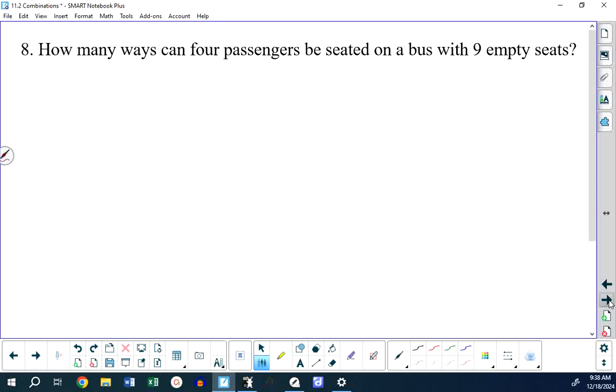This is a question from a previous lesson. When we talked about permutations, the numbers were different, but I said you have a certain number of seats that are empty and a certain number of people get on. And the answer to this question is 9p4. So before I explain that, take your calculator and figure out what 9p4 is. 3024. The answer to this question is 3024.